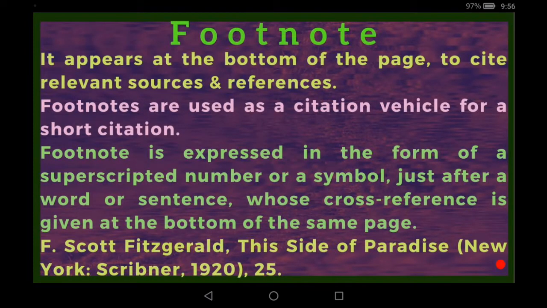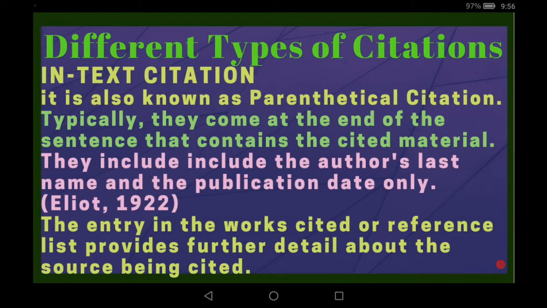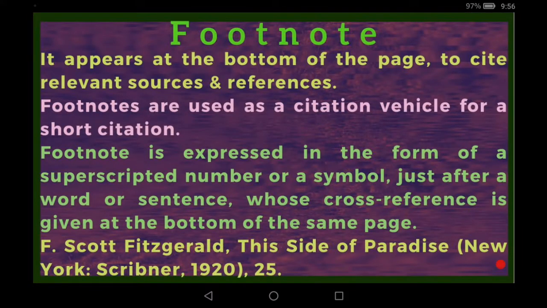Footnote is one of the very common ways of citing. It appears, as the name itself indicates, at the bottom of the page to cite relevant sources and references. Footnotes are used as a citation vehicle for a short citation. Even there are some practices where footnotes have more information than the endnotes. A footnote is expressed in the form of a superscripted number or a symbol just after a word or sentence, whose cross reference is given at the bottom of the same page.